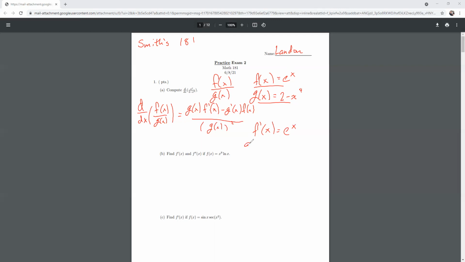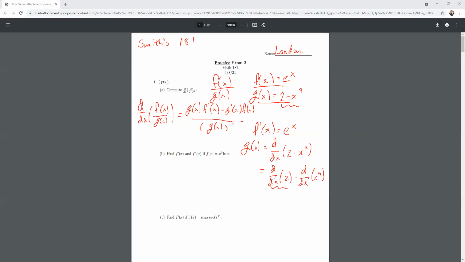All right, now g of x. So g of x is a little more complicated. We have to do these two terms, 2 minus x to the fourth. We can break this up amongst the two terms, so d/dx of 2 minus d/dx of x to the fourth, right?